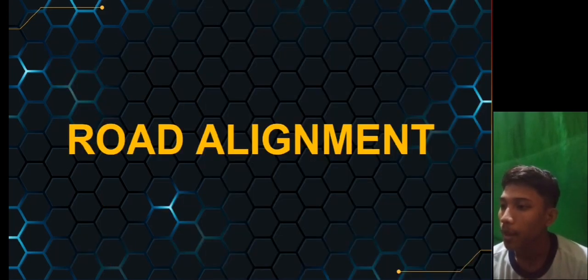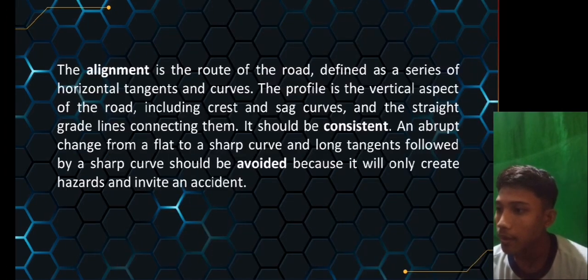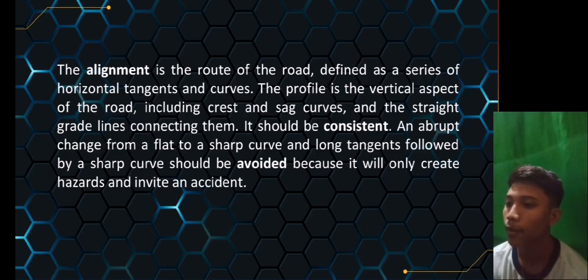Road alignment. The alignment is the route of the road, defined as a series of horizontal tangents and curves. The profile is the vertical aspects of the road, including crest and sag curves and the straight grade lines connecting them. It should be consistent. An abrupt change from flat to sharp curve and long tangents followed by sharp curve should be avoided because it will create hazard and invite accidents.